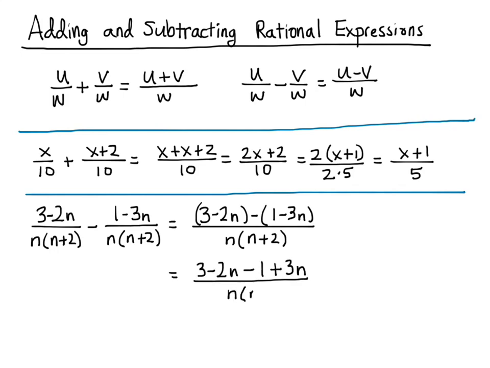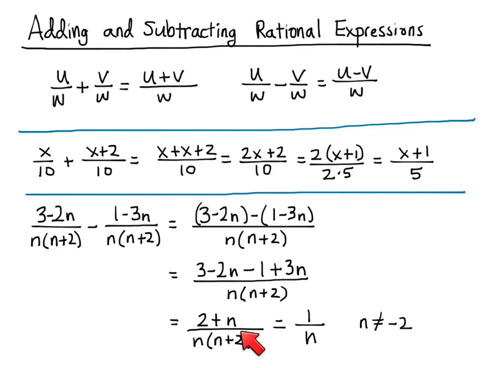So when I do that, I get the first set doesn't change, 3 minus 2n, and then the negative makes it negative 1, and the negative 3n makes that positive 3n. And so when I collect my common terms, I get 2 plus n over n plus 2, and suddenly I can see that I have an n plus 2 in both the numerator and the denominator. So now, if I put parentheses around that, you can see that these are the same factors. So I get 1 over n, and since I've eliminated the n plus 2, I have the domain restriction that n cannot equal negative 2.